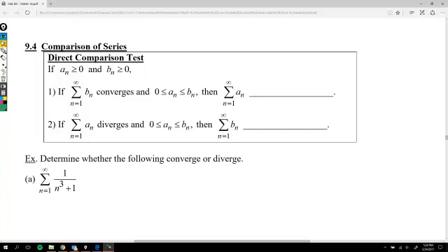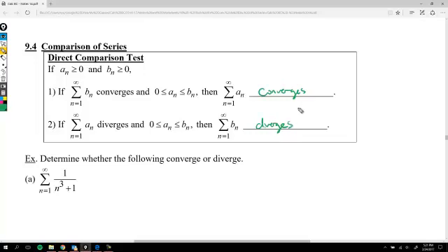Hi everyone, we're going to talk about two tests today, the direct comparison and the limit comparison test. So the direct comparison test is really convenient. It states that if we have some summation that converges, and this summation is bigger than whatever we're comparing it to, then that means that the smaller one will also converge. And if we have some summation that diverges, and this same summation is smaller than another one we're comparing it to, then that second one will also diverge.